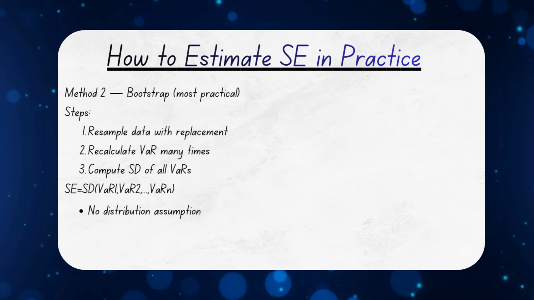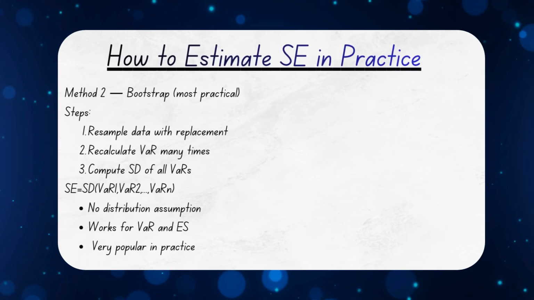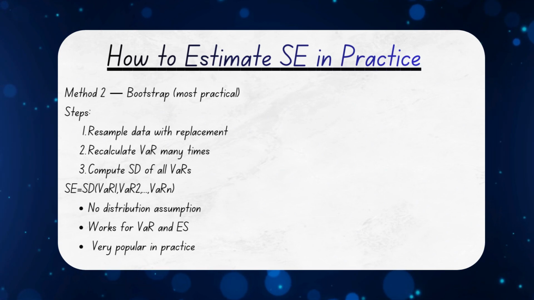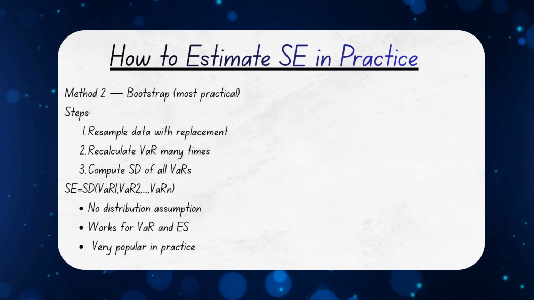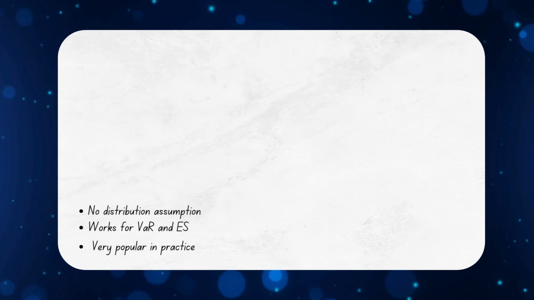A more practical and widely used method is bootstrap. Here, we repeatedly resample the historical returns with replacement, compute VaR again and again, maybe 1,000 times, and then take the standard deviation of all those VaR estimates. That standard deviation becomes the standard error. It's very intuitive, doesn't require distribution assumptions, and works for both VaR and expected shortfall.